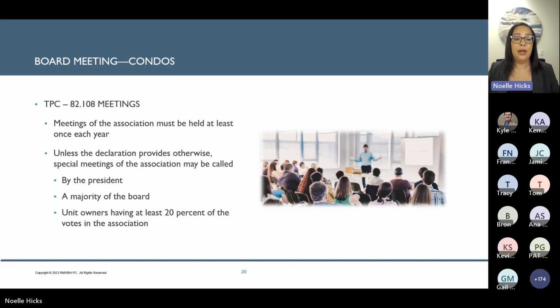And unless the declaration provides otherwise, Chapter 82 requires that special meetings of the association have to be called by the president of the board, a majority of the board, or unit owners having at least 20% of the votes in the association. And that's usually by some sort of special petition process. The special petition process is usually spelled out in the bylaws, but if not, then that can be found in Chapter 82 as well.